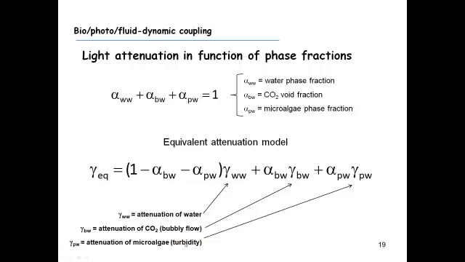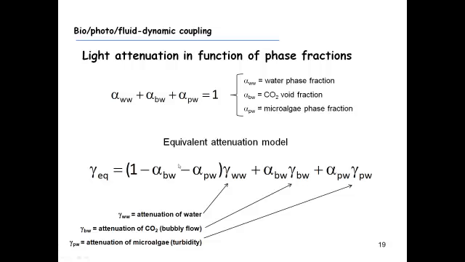Alpha PW times gamma PW, which is the attenuation of the microalgae. Actually, this is the turbidity times the void fraction of the microalgae, plus alpha BW times gamma BW. Gamma BW is the attenuation of CO2 in bubbly flow, very small bubbles, okay, times its void fraction, plus gamma WW, which is the attenuation of water.